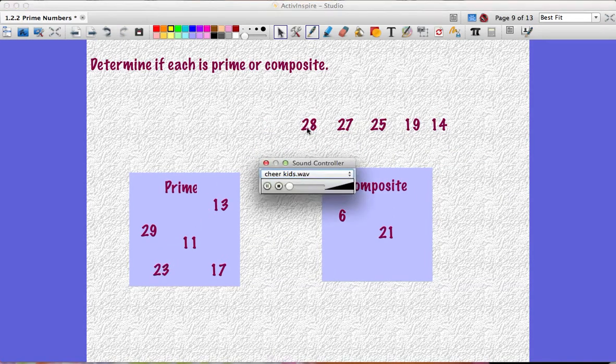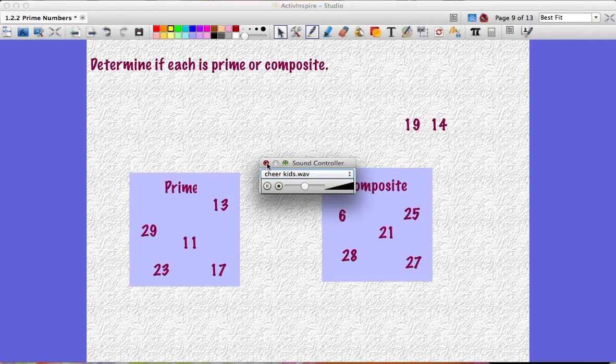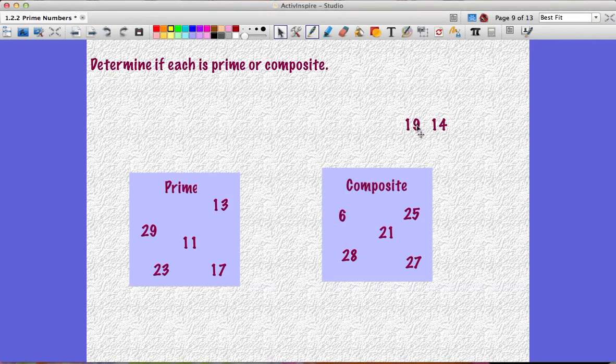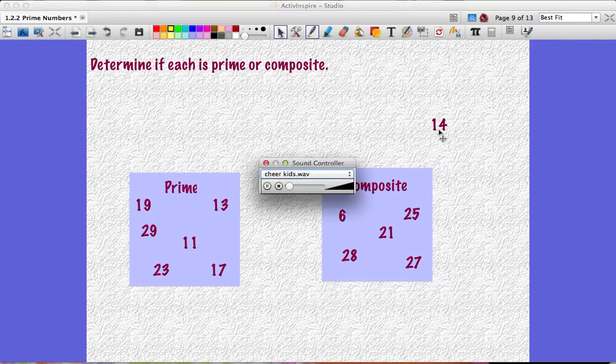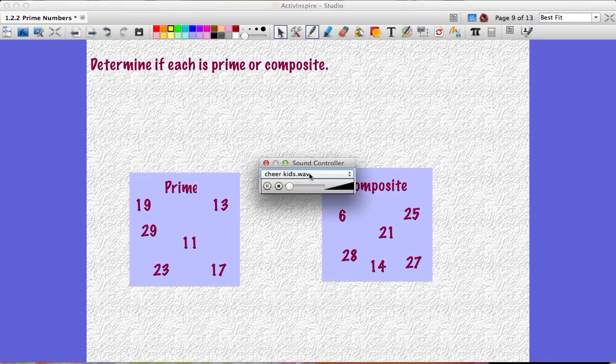23 is prime. 28 is composite. 27 is composite, because remember it's divisible by 9. 25 is composite, it's divisible by 1, 5, and 25. 19 is prime, and 14 is composite.